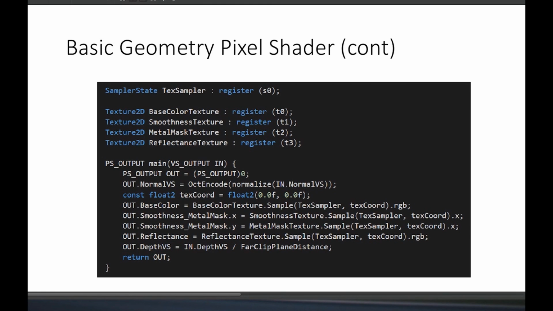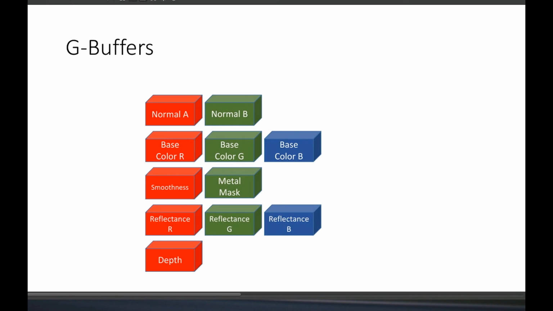And here is where I am encoding the normal using the octahedron algorithm. And then I am sampling textures. So this is the only thing that, for a basic geometry technique, the pixel shader does. These are my G buffers in my latest change in my engine.